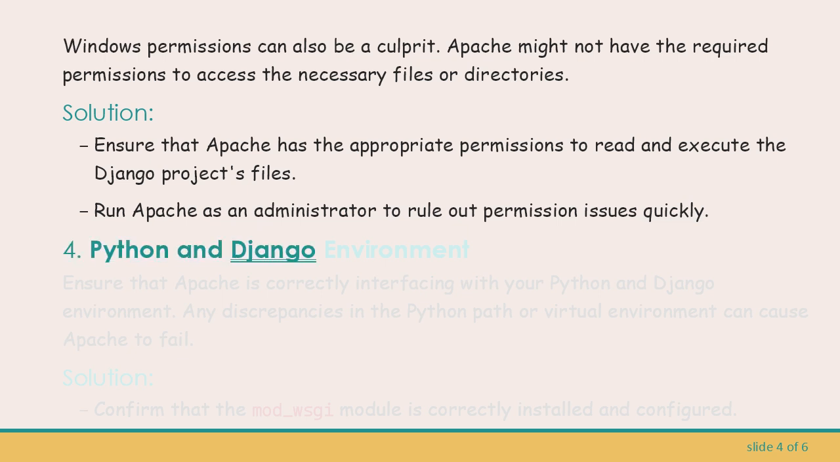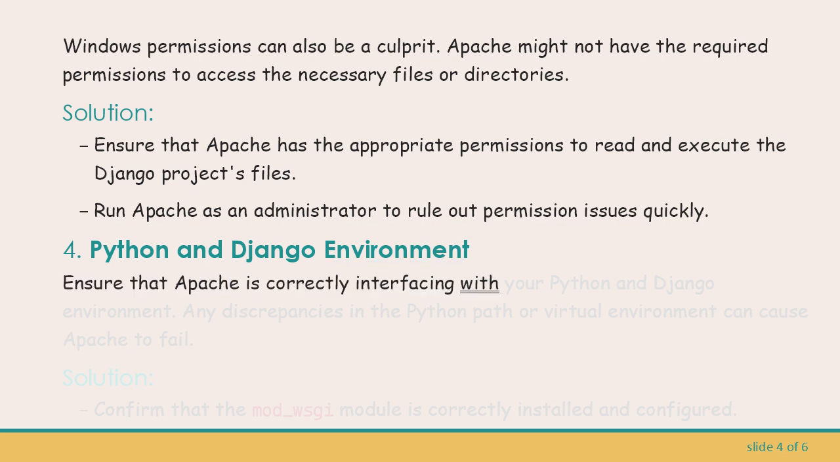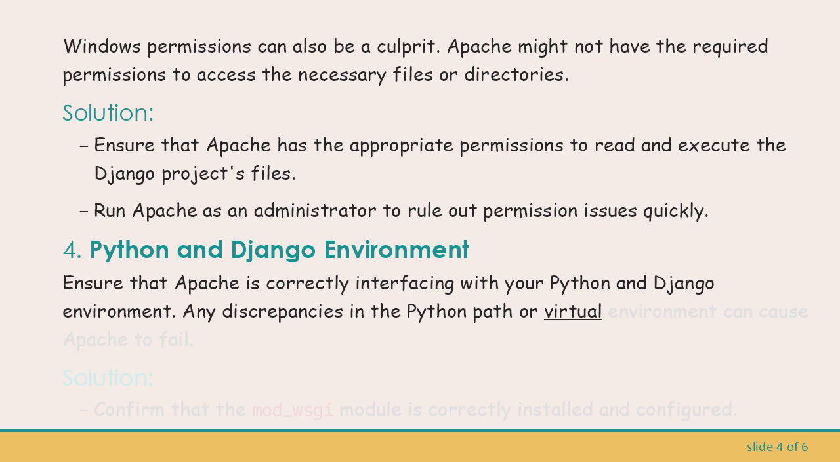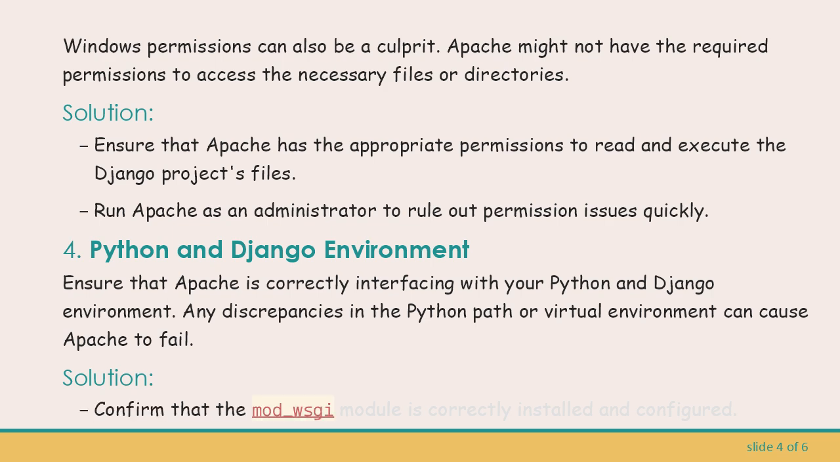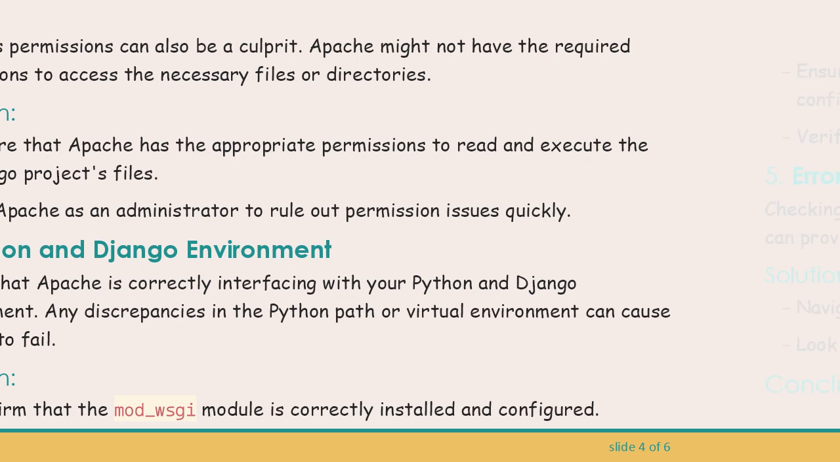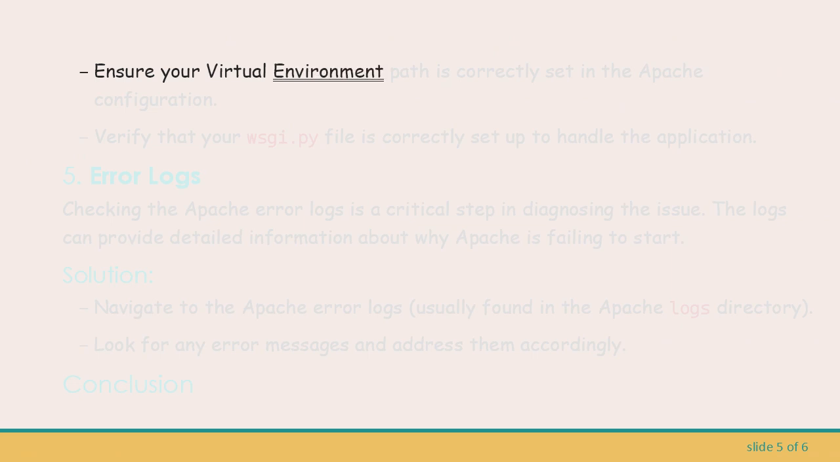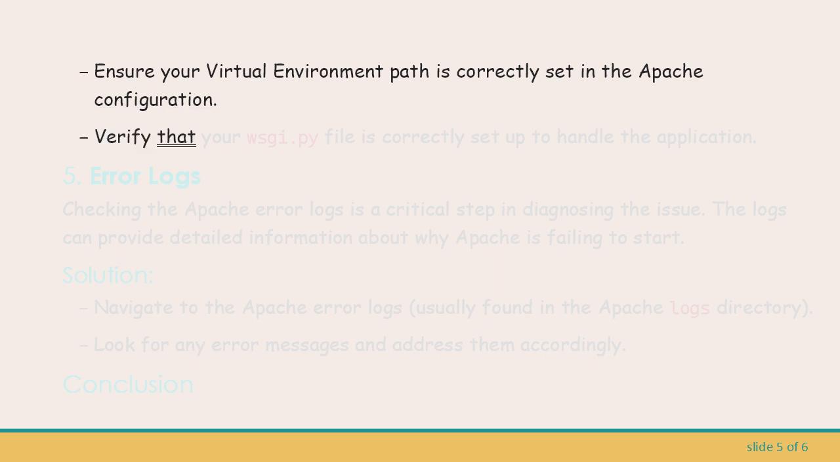4. Python and Django environment. Ensure that Apache is correctly interfacing with your Python and Django environment. Any discrepancies in the Python path or virtual environment can cause Apache to fail. Solution: confirm that the mod_wsgi module is correctly installed and configured. Ensure your virtual environment path is correctly set in the Apache configuration. Verify that your wsgi.py file is correctly set up to handle the application.